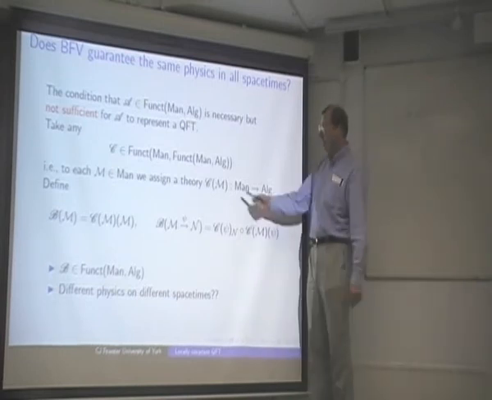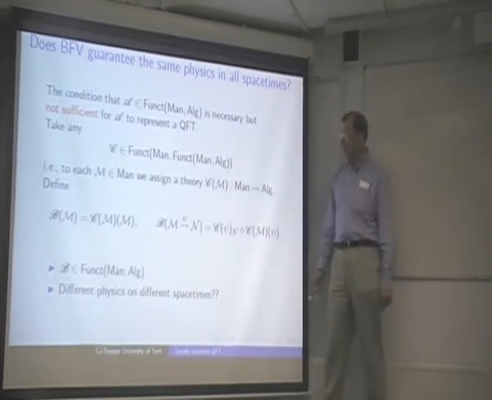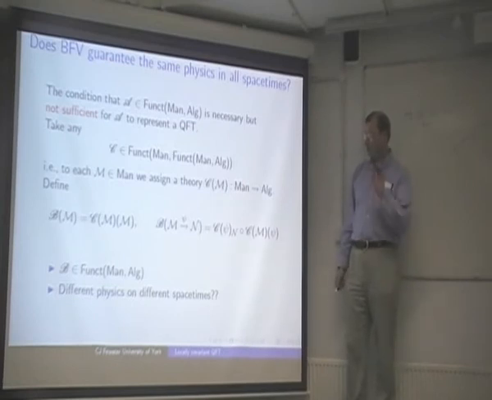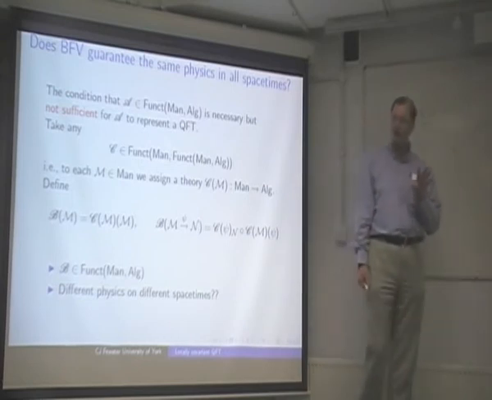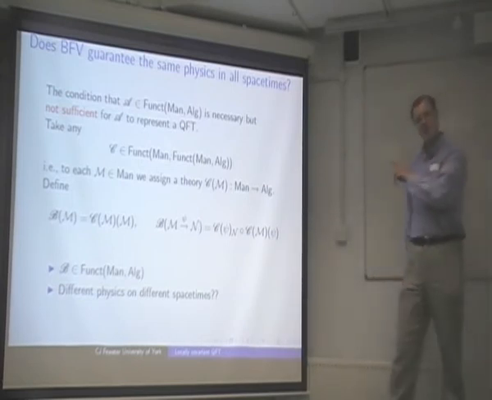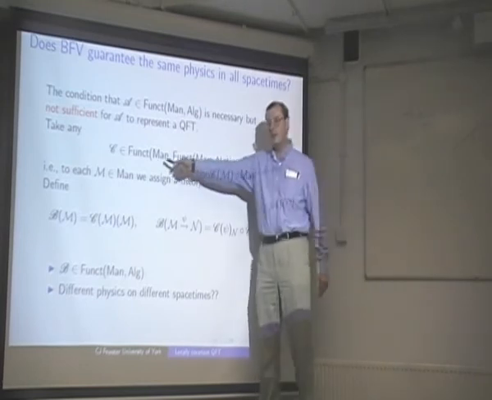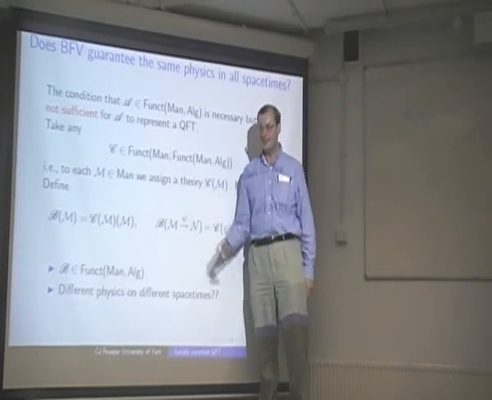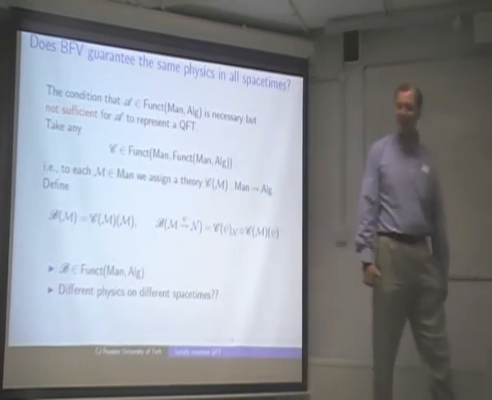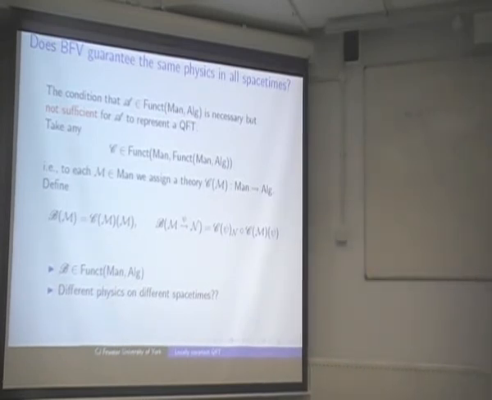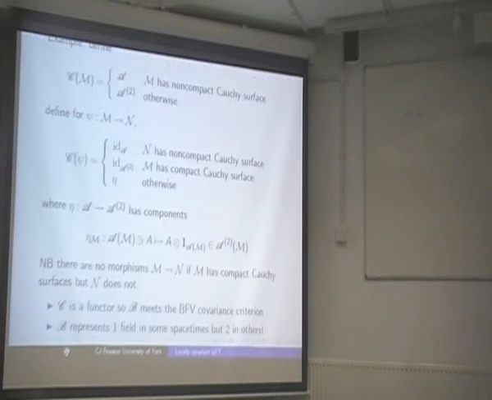But if we've managed to do things right, these CMs will be different theories in different space-times. So covariance is not quite the end of the subject. And of course this one is a functor, because I made sure of it. This genuinely is. There are natural things going on here in this example. So it looks as though we can satisfy covariance while having different physics in different space-times. Here's a way of doing it.